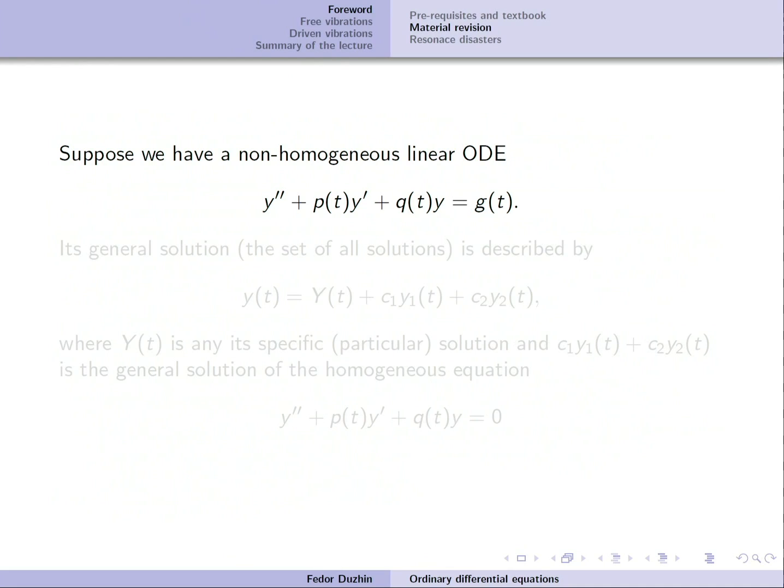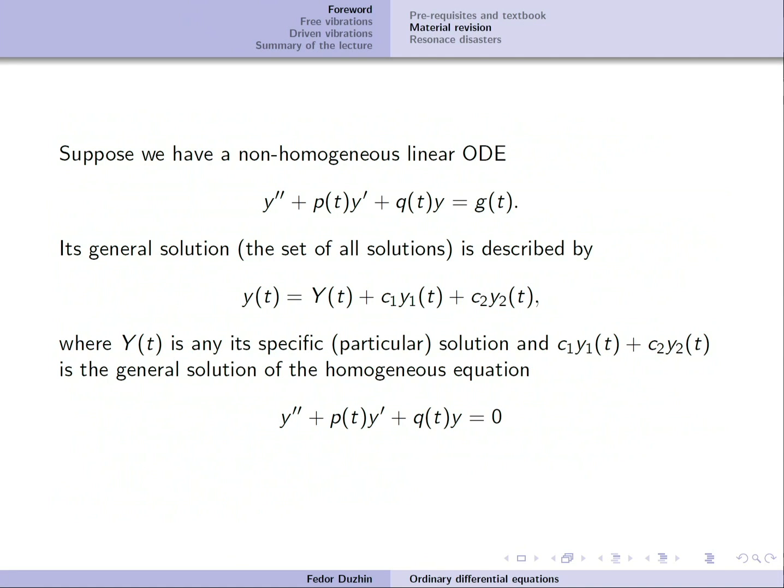Another thing that we learned in the two previous weeks is that if we have a non-homogeneous linear differential equation, then its general solution is constructed as follows: it is the sum of a particular solution plus the general solution of the corresponding homogeneous equation. In a way, it is very similar to what you learned in linear algebra 1, when you talked about solutions of systems of linear algebraic equations.